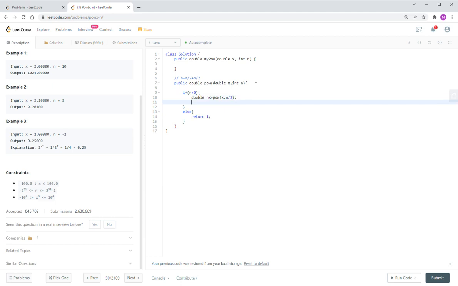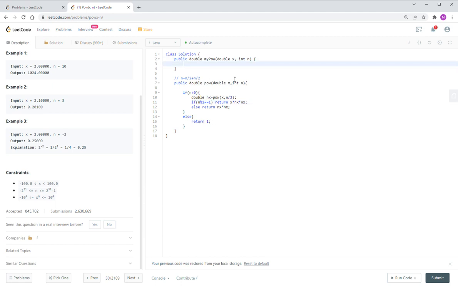Okay, so if n modulo 2 is equal to 1, it means this is odd. So for odd, we return x times next x times next x. Else it is even, so we just return next times next. Right. So by this recursion, we can finish this function, right?